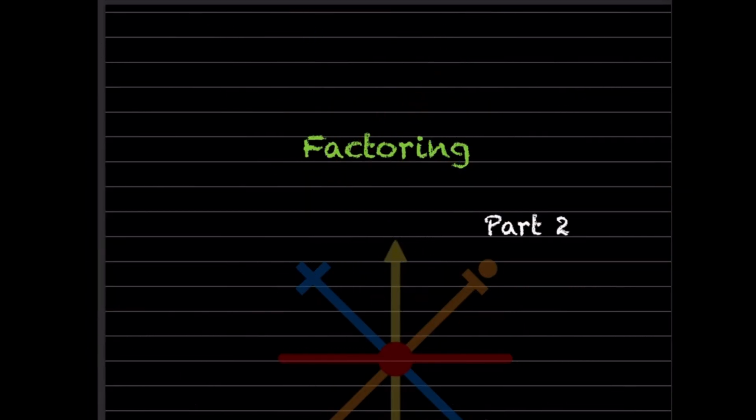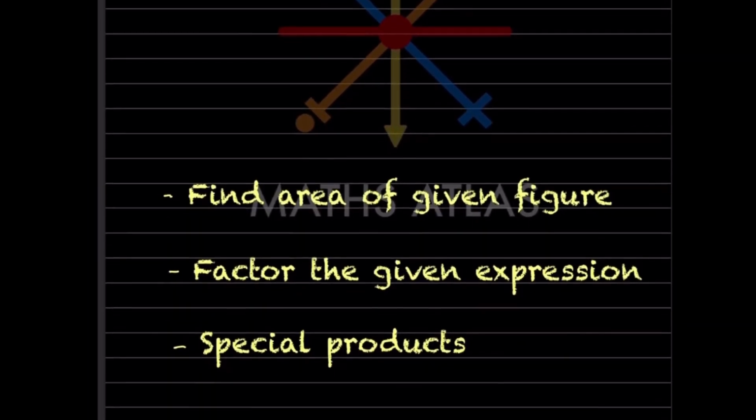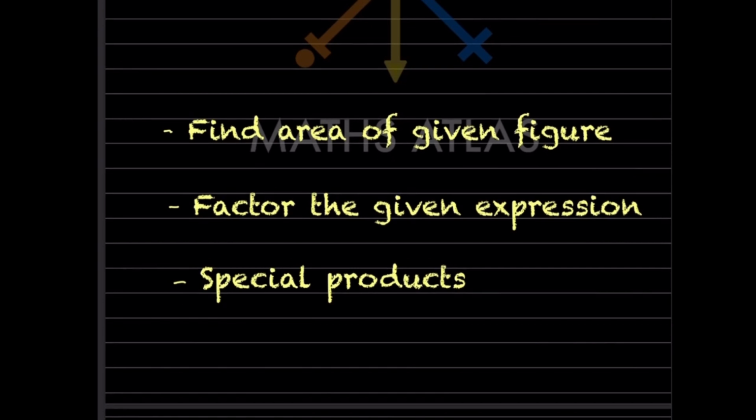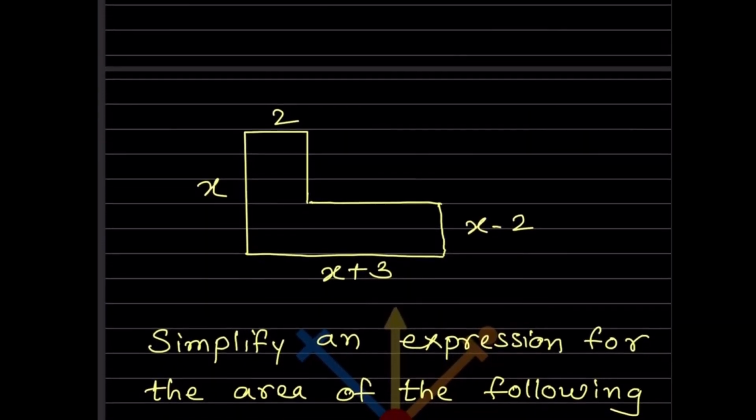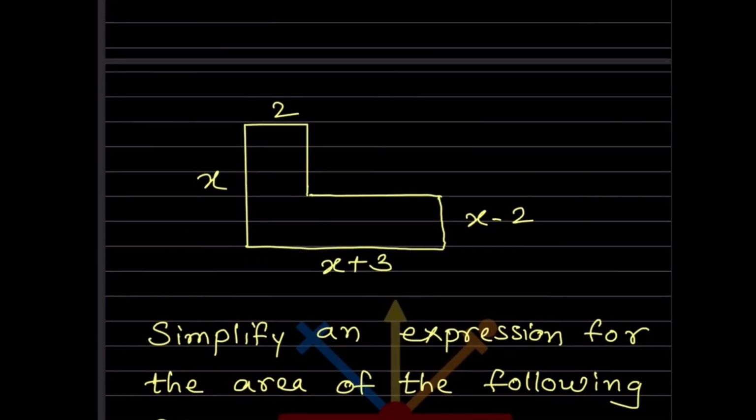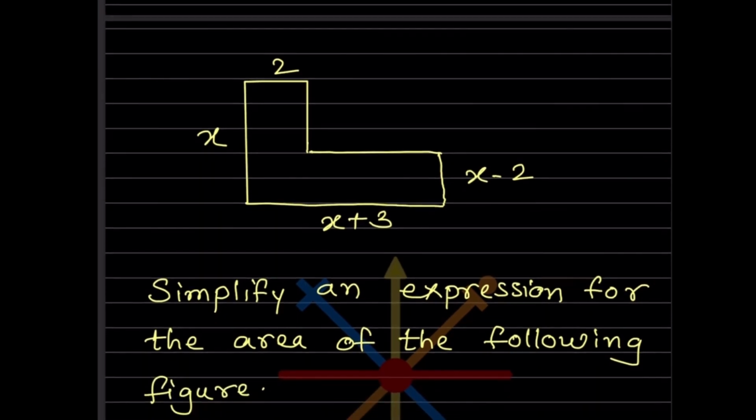Part 2 of the topic factoring. So in that we are going to see how to find the area of the given figure, then how to factor the given expression, and the special products. So now this is the figure given, and what we have to do here is simplify an expression for the area of the following figure. So we have to see how to find out the area of this one.